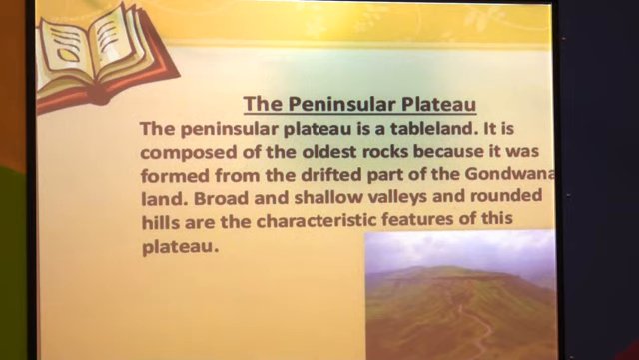We have learned the plate tectonic theory. Two plates come closer, and two plates also move in different directions. These plate movements are responsible for the formation of this peninsular plateau, and the Gondwana land is drifted. Broad and shallow valleys and rounded hills are the main characteristic features of this plateau. See here, some uplifted areas or some hilly mountain areas are found in the peninsular region.